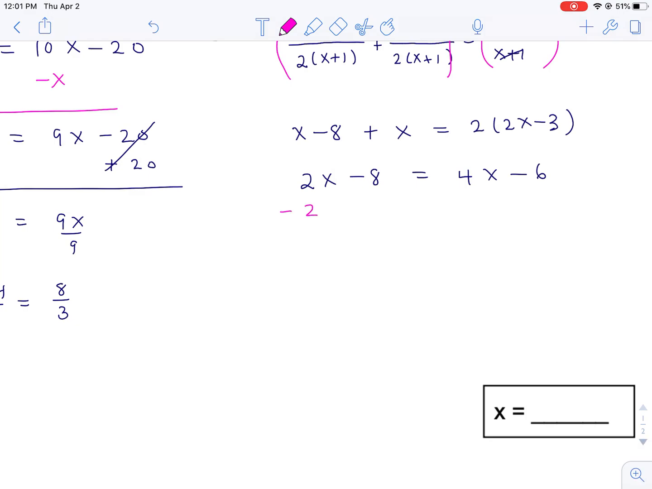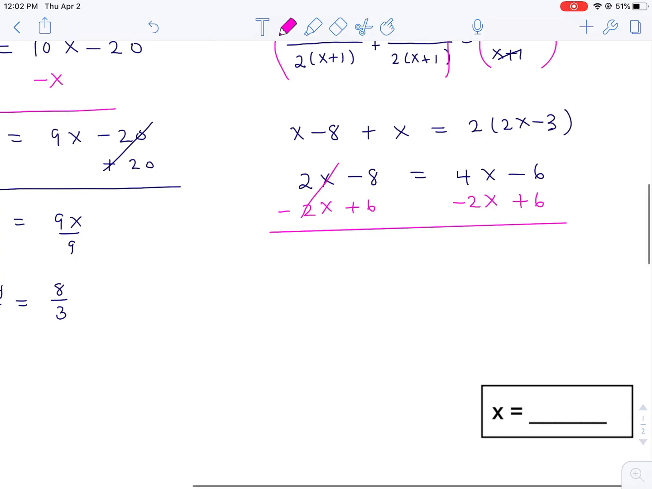We got to get x's to one side, probably best to subtract 2x. And just to save a step, we got to get rid of that minus 6, so we'll add 6 to both sides just to get the x's to one side and the constants to another. So on the right side, we got 2x. On the left, negative 8 and 6 is negative 2. If you divide by 2, we get x equals negative 1.